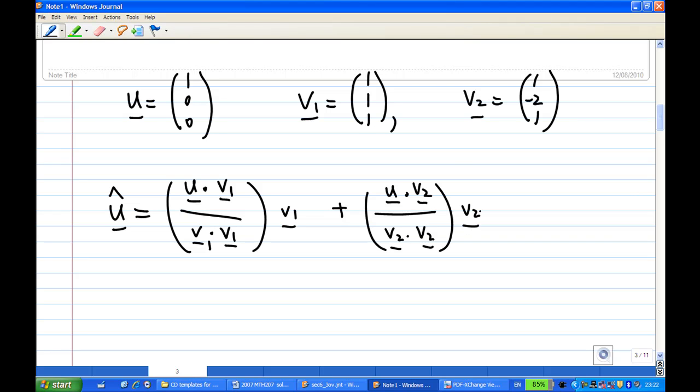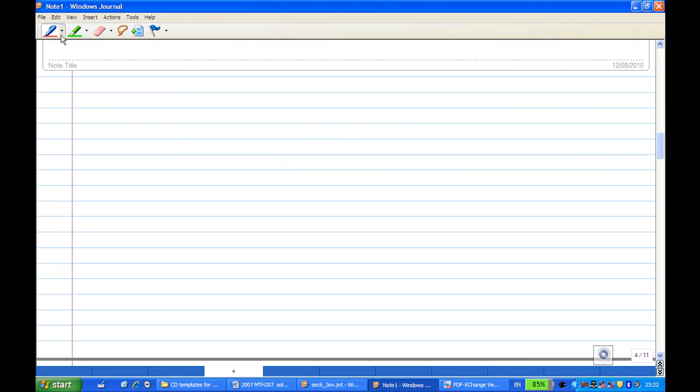Now you can do this provided V1 and V2 are orthogonal, alright? So note that V1 and V2 are an orthogonal basis for W, which is the span of V1 and V2. Then we can do this. So where is U dot V1? Let's figure out: U is (1, 0, 0), V1 is (1, 1, 1).